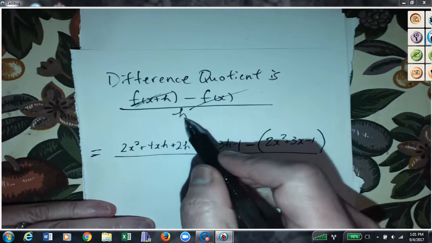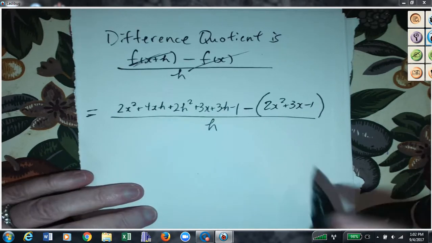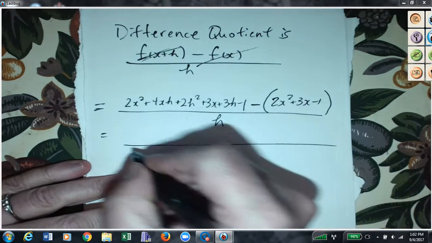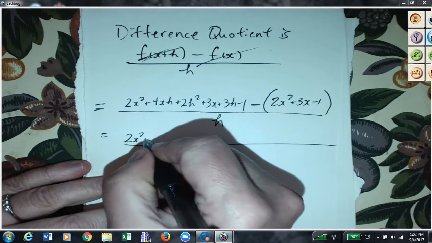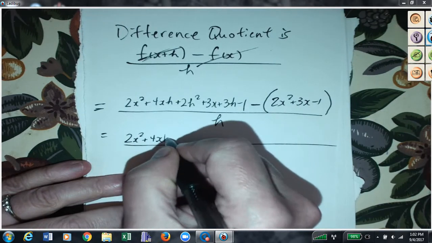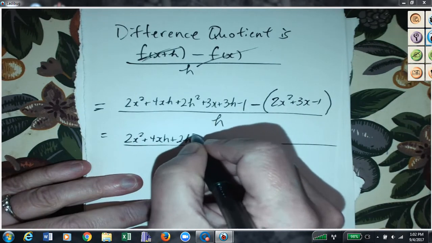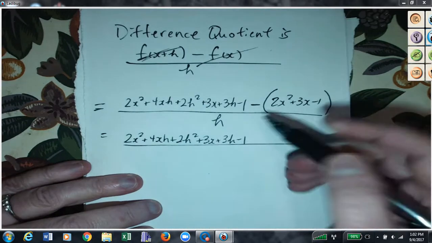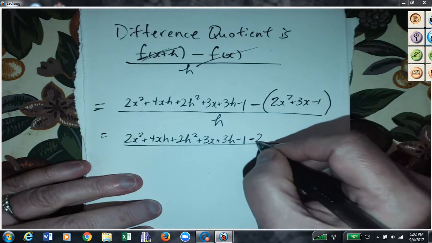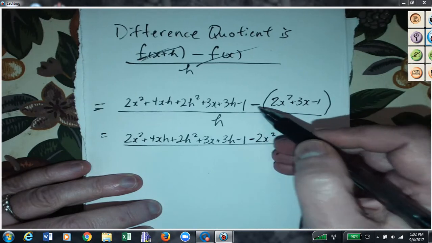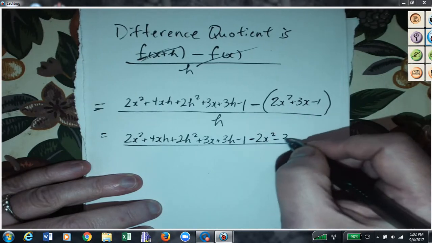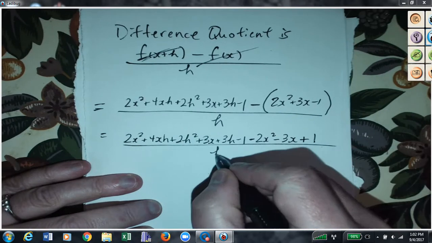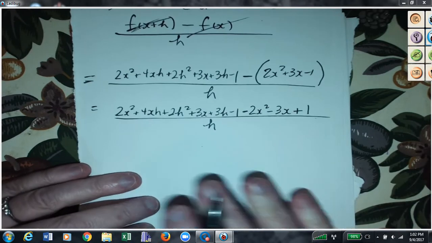Then all over h. Okay, now I've got to write this without any parentheses. So I'm just copying what's here before. Then I've got minus 2x squared minus 3x minus negative 1. Okay, so here's where I am.